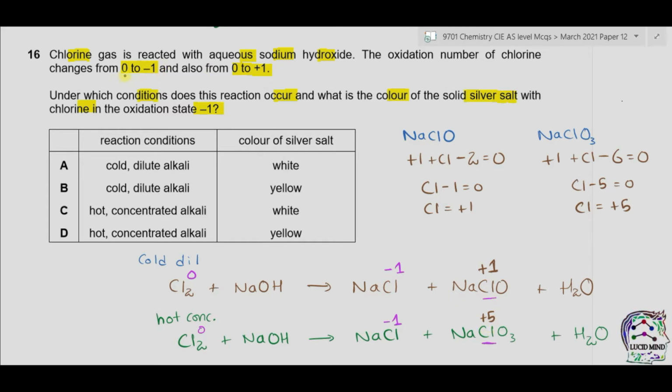As the question says it changes from 0 to -1 and 0 to +1, it means it is cold dilute alkali, not hot concentrated alkali. Now the color of silver salt with chlorine in the oxidation state -1. When chlorine is -1, the compound formed is AgCl, and AgCl is a white precipitate. Correct answer is therefore A.